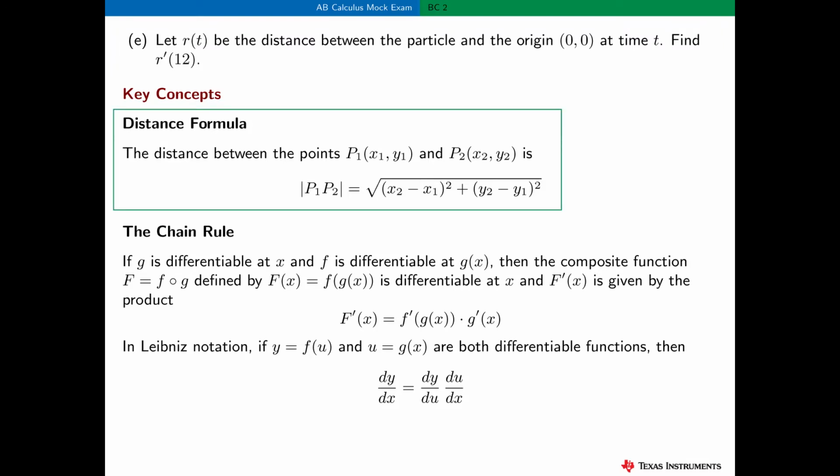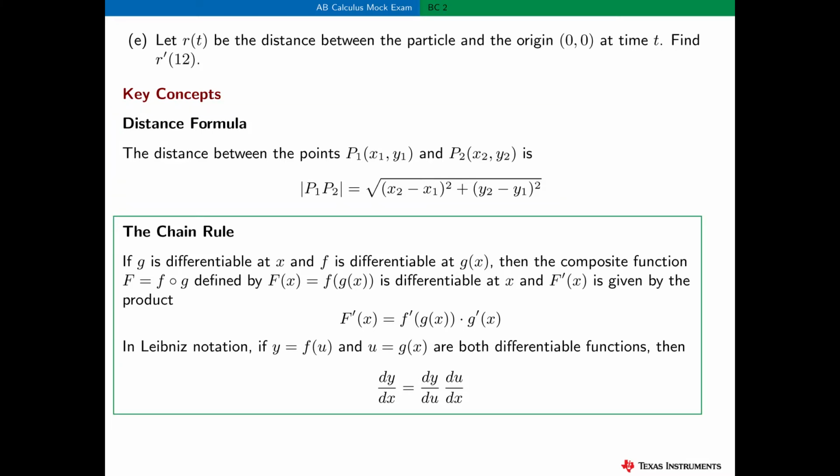The distance formula is not really a calculus concept. It's probably first learned in geometry class, but it is used in a variety of applications in calculus. If p sub 1 and p sub 2 are 2 points in the plane, then the distance between these 2 points is given by this expression. Just a reminder that distance is a non-negative value, so this value is always only the positive square root.